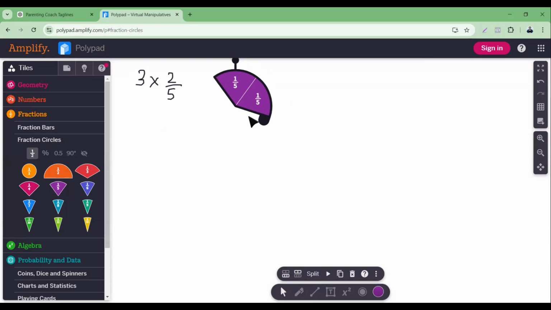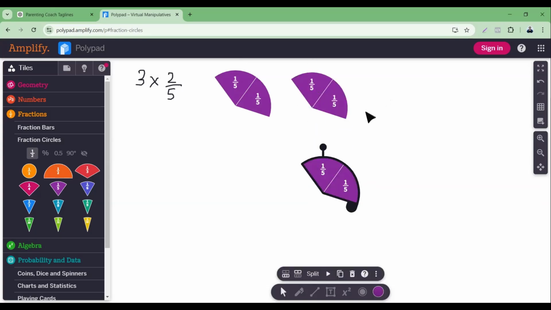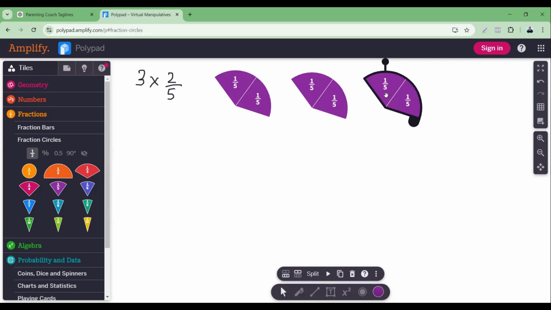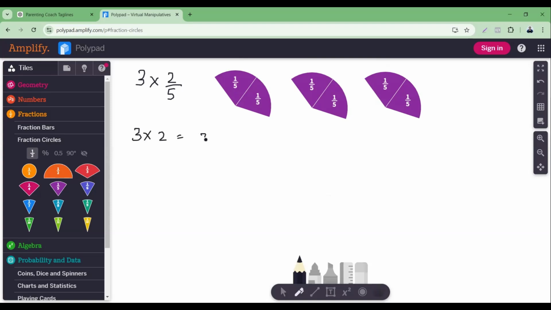So I have to put a similar thing 3 times. So this is the second time and this is the third time. Okay, I have put this. What is the meaning of this one? Just like when you do 3 times 2, it means 2 plus 2 plus 2. Similarly, 3 times 2/5 means 2/5 plus 2/5 plus 2/5.